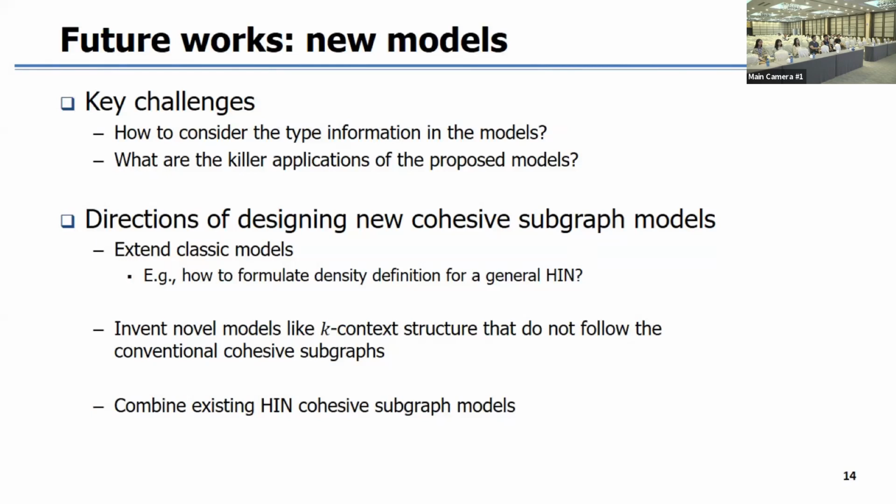The second direction is to invent novel cohesive subgraph models like K-context. The third direction is to generate a new cohesive subgraph model by combining two or more existing cohesive subgraph models. This combination method has been studied extensively for homogeneous networks. For instance, we can combine the K-core and K-truss model together so that the resulting cohesive subgraph can maintain the properties of the two models. So in summary, there are various ways of formulating new cohesive subgraph models, but the features of these models should be able to capture both the intensive link relationships among vertices and the type information of HINs.